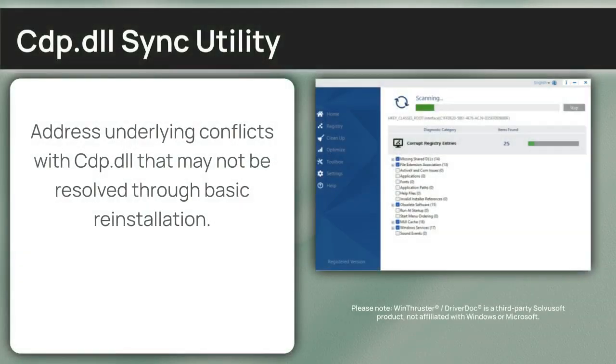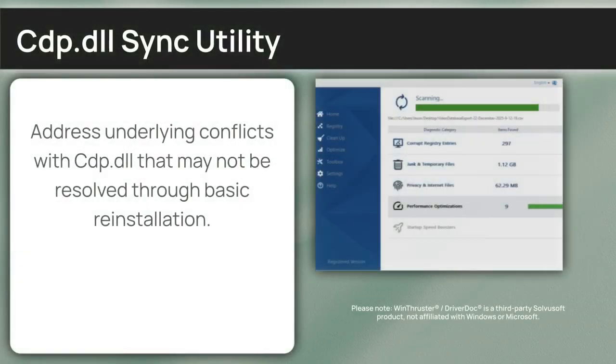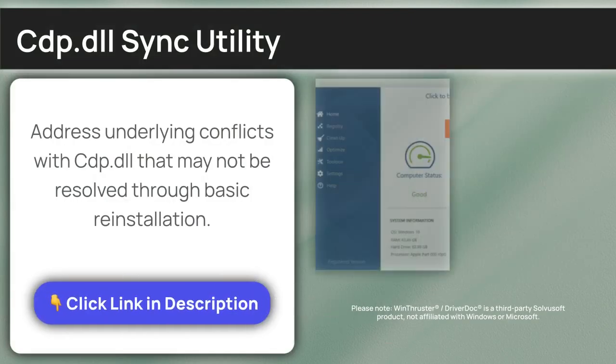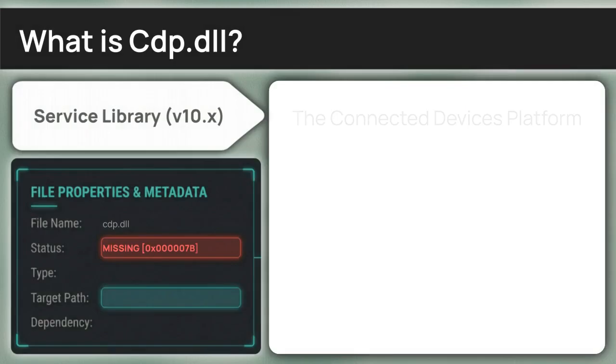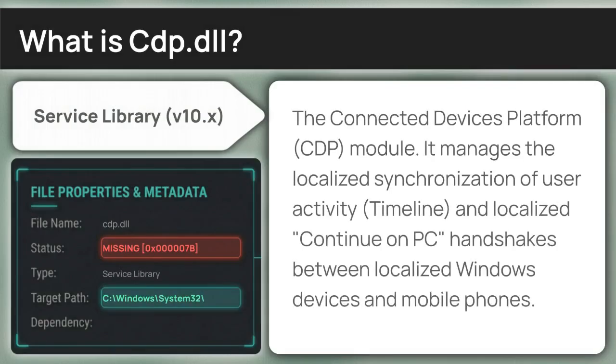To begin our Cdp library troubleshooting, choose between the manual path or a resource for standardized maintenance. This is the Cdp library, the Connected Devices Platform CDP module. It manages the localized synchronization of user activity, timeline, and localized continue on PC handshakes between localized Windows devices and mobile phones. Let's transition to the solution, starting with the official Microsoft redistributable.